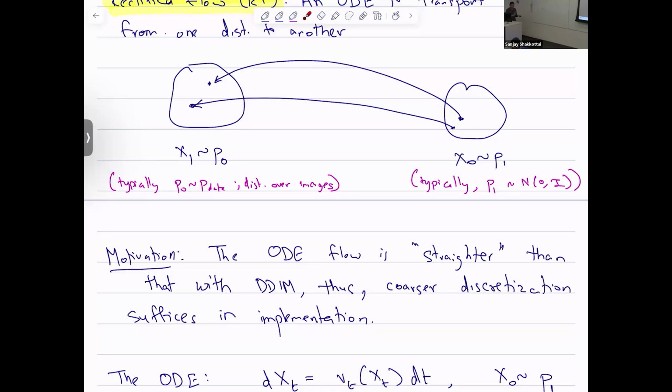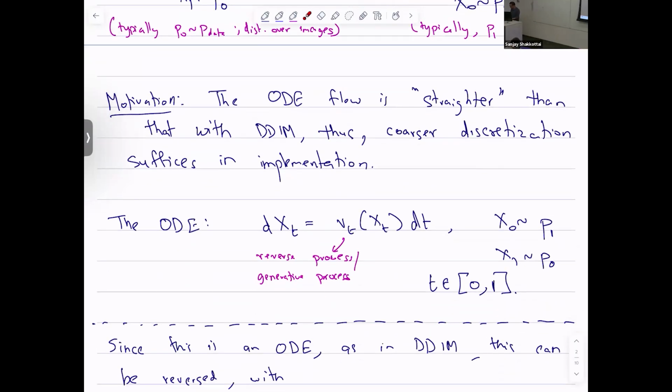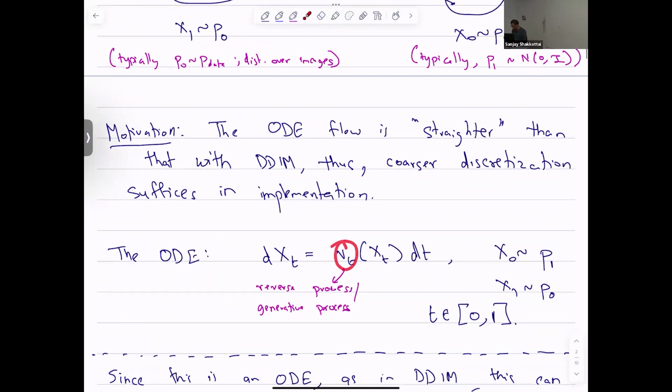There are many other parts of it which I'm not going to talk about. I just want to talk about this in the context of diffusion models. So what is the ODE you want? You start initially from P1, which is the noise distribution. You run the reverse process or the generative process. At time 0, x0 is from P0. P0 is the data distribution. P1 is the noise distribution. So you want to find such a vector field. In DDIM, this was the reverse field, this V bar.